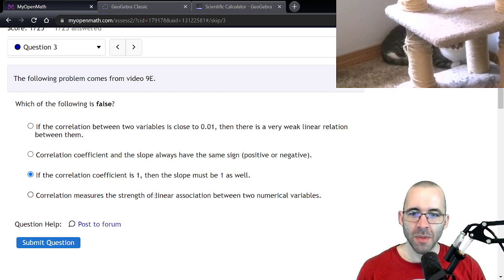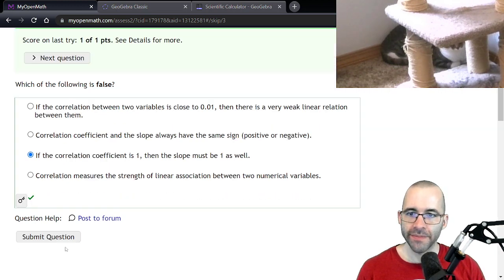The bottom one, correlation measures the strength of linear association between two numerical variables. Yep. There we go.